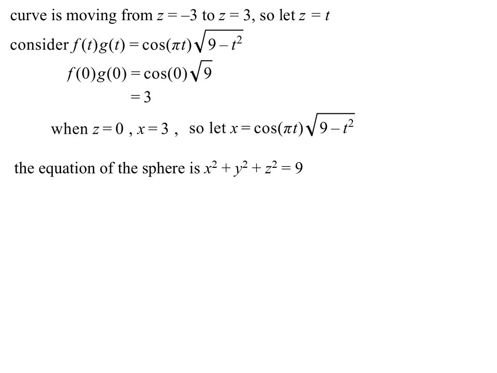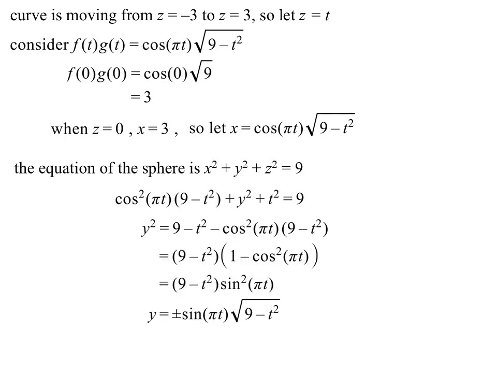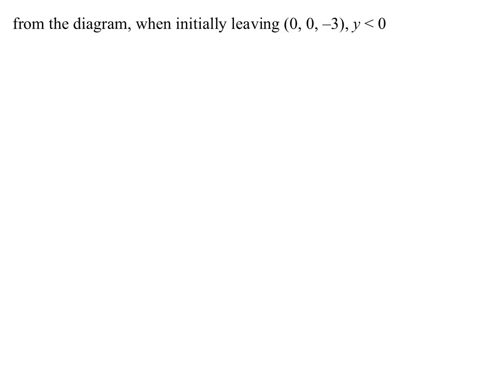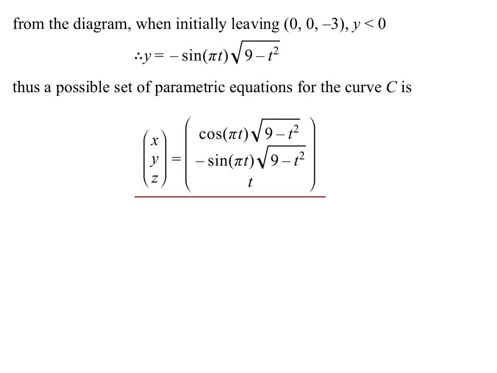Now I know the equation of a sphere is x squared plus y squared plus z squared equals 9. So I'll substitute in what I've done. I've let z equal t, and I'm saying x is going to be this expression of them multiplied together. I end up with y is plus or minus. Which one is it? Well, that goes back to that same idea. I have a look at the picture and see what the spiral is actually doing. So when I leave 0, 0, -3, it goes negative. So it must be the negative case. There's the equation, parametrics.